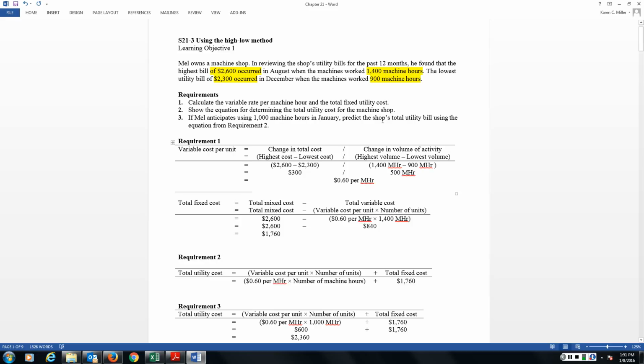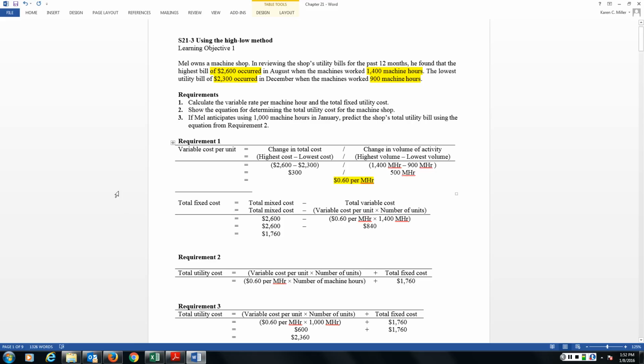So if you remember our instructions, we want to take the change in total cost, $300, between the highest and lowest utility bills. We take the change in our units of activity, which are our machine hours. In the month where we paid the highest utilities, we ran 1,400 machine hours compared to 900 in the month when we paid the lowest utilities, so the difference is 500 hours. If we do our math here, $300 divided by 500 machine hours gives us 60 cents per machine hour.